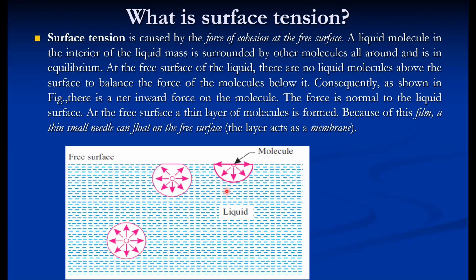But at the free surface of the liquid, there are no molecules above the surface to balance the force of molecules below it. So consequently, as shown in the figure, there is a net inward force on the molecule. That creates a tension at the free liquid surface, and the force is normal to the liquid surface. At the free surface, a thin layer of molecules is then formed.